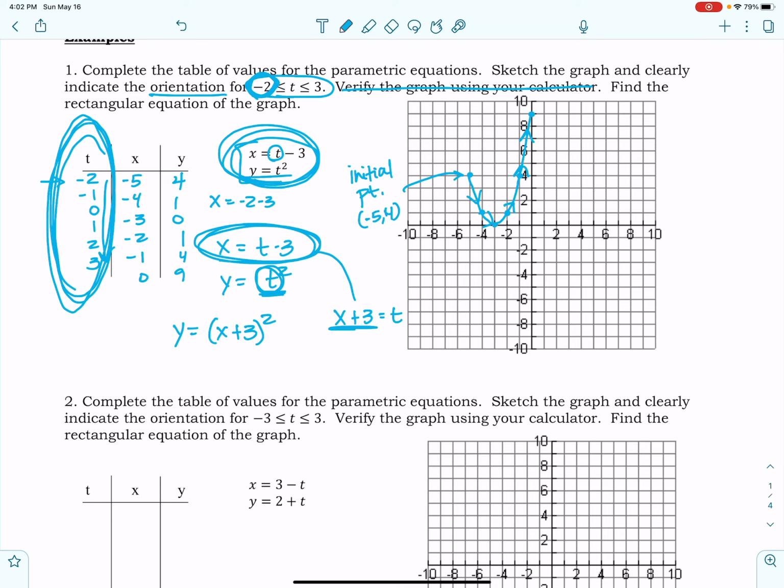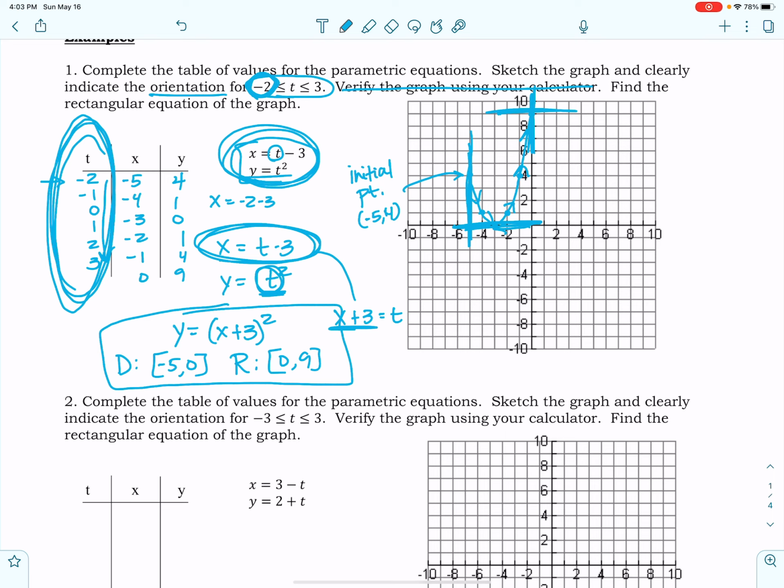So that is essentially my parent parabola moved over to the left 3, which is exactly what it looks like, but it's restricted. It doesn't go off to infinity upwards. So I've got to write out a restricted domain. I'm restricted between -5 and 0. So my domain is [-5, 0]. My range is also restricted because it doesn't continue up forever. So that's restricted between 0 and 9. So I'm just going to write that. So that is what my rectangular equation would look like.